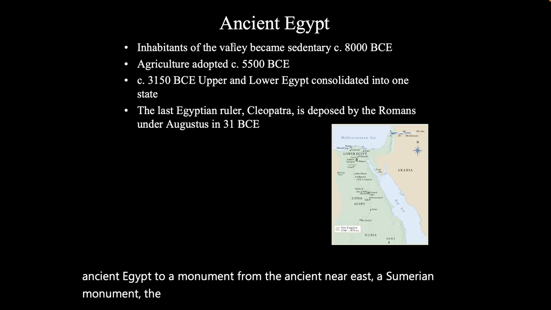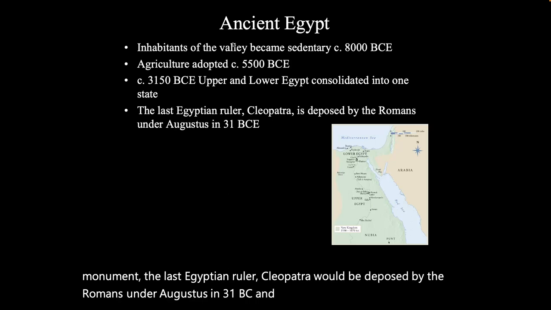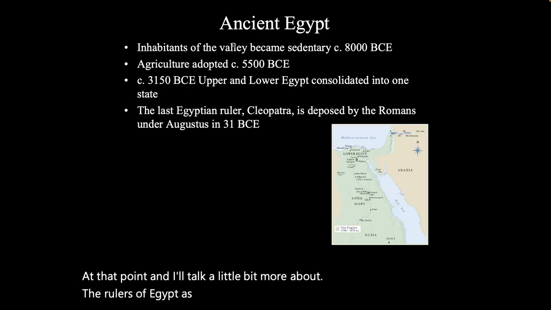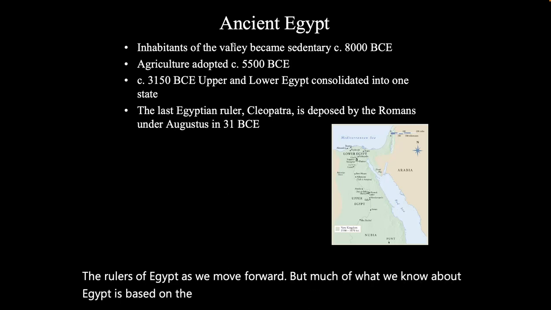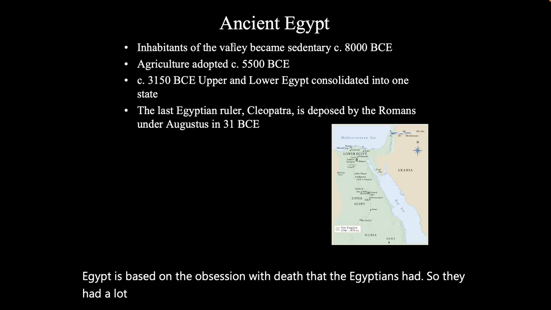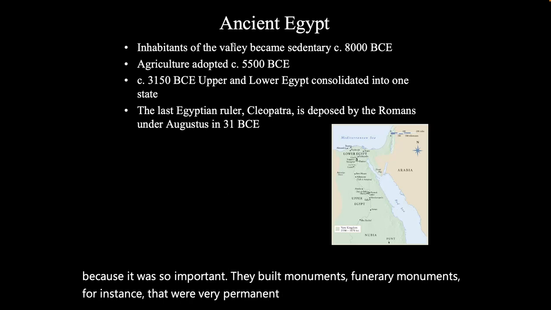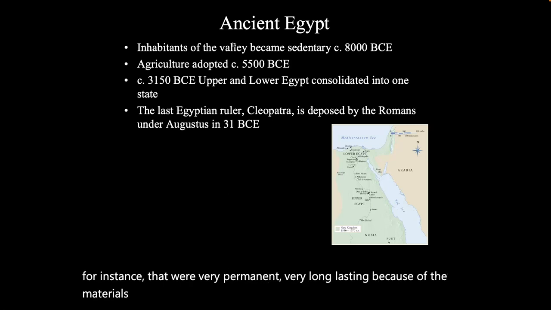The last Egyptian ruler, Cleopatra, would be deposed by the Romans under Augustus in 31 BCE, and Egypt would come under Roman control at that point. And I'll talk a little bit more about the rulers of Egypt as we move forward. But much of what we know about Egypt is based on the obsession with death that the Egyptians had. So they had a lot of monuments associated with death that are preserved because it was so important. They built funerary monuments, for instance, that were very permanent, very long-lasting because of the materials that they chose and the techniques that they chose.